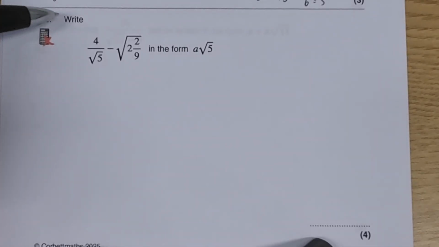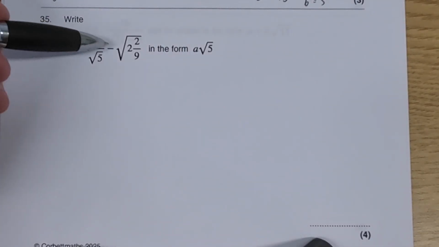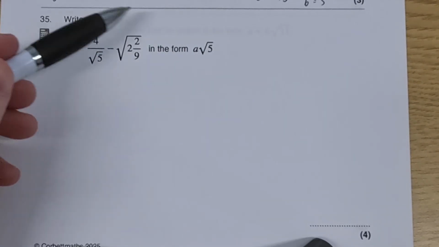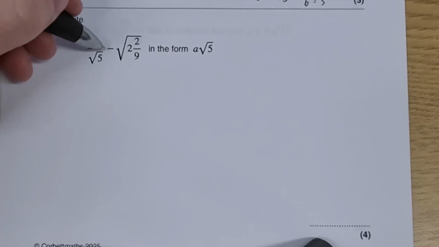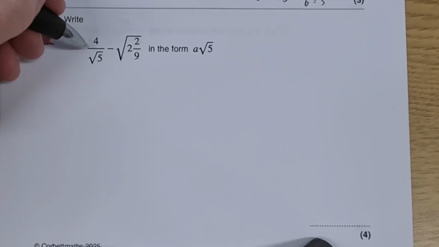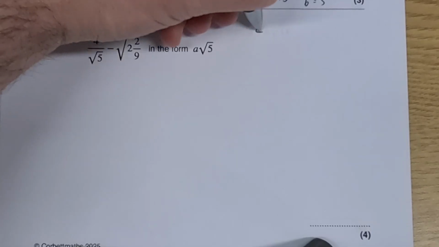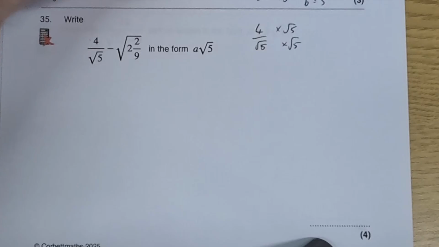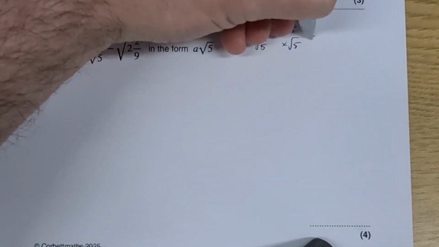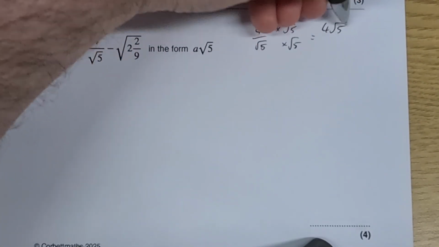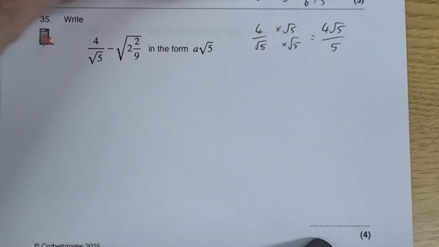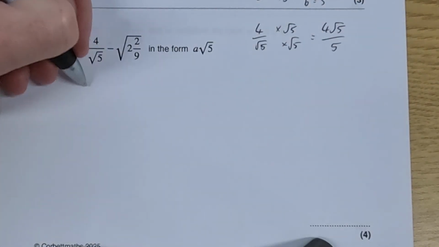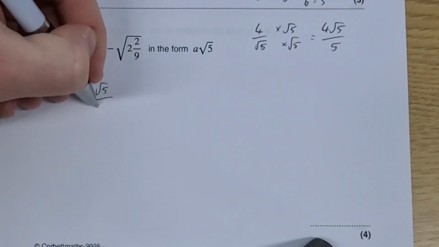Okay, so question number 35, we've been asked to write 4 over root 5, subtract the square root of 2 and 2/9 in the form of a root 5. So let's work this out. So we've got 4 over root 5, so I'm going to multiply both the numerator and denominator of this by root 5. We're rationalising the denominator. So 4 times root 5 is 4 root 5, and root 5 times root 5 is 5. So that means that this 4 over root 5 will be equal to 4 root 5 over 5.